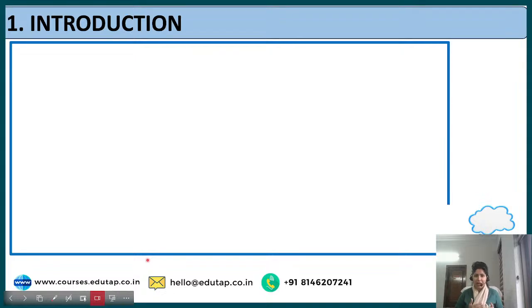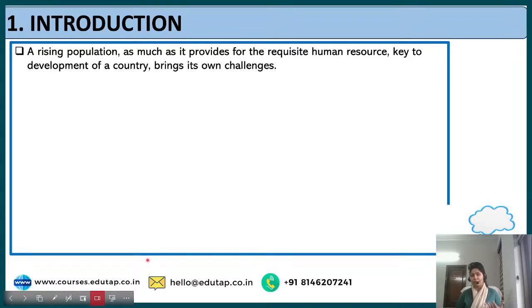So start by focusing on why overpopulation is not good, what are the challenges it poses, and then focus on why they are needed. Just answer them in like 5 to 6 points and then give a way forward. That is going to be very, very simple. So first of all, identify that overpopulation comes with its advantages and disadvantages both. A rising population, as much as it provides for the requisite human resource, key to human development of a country, brings its own challenges.